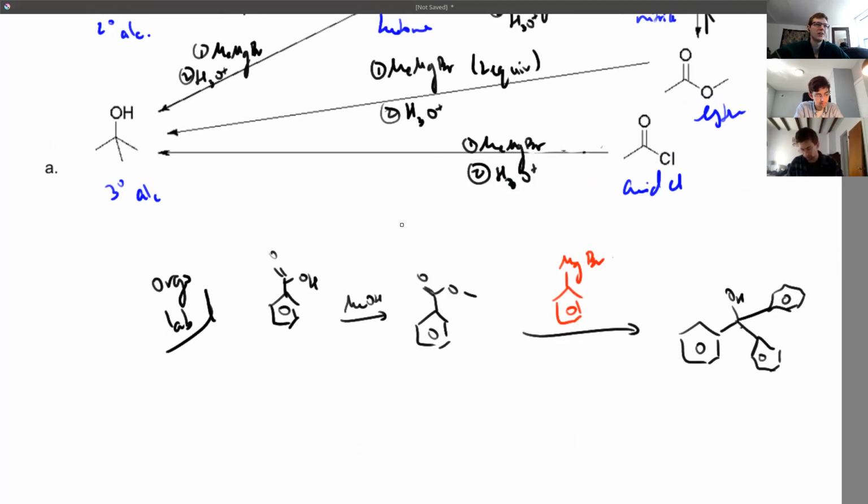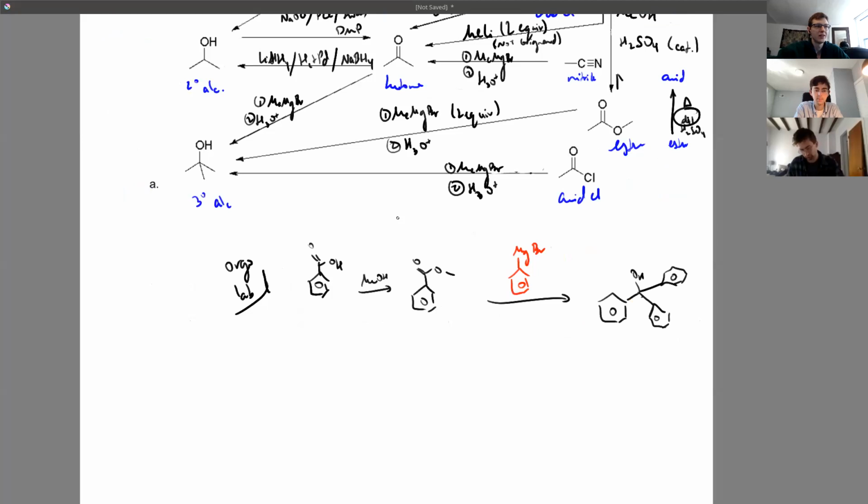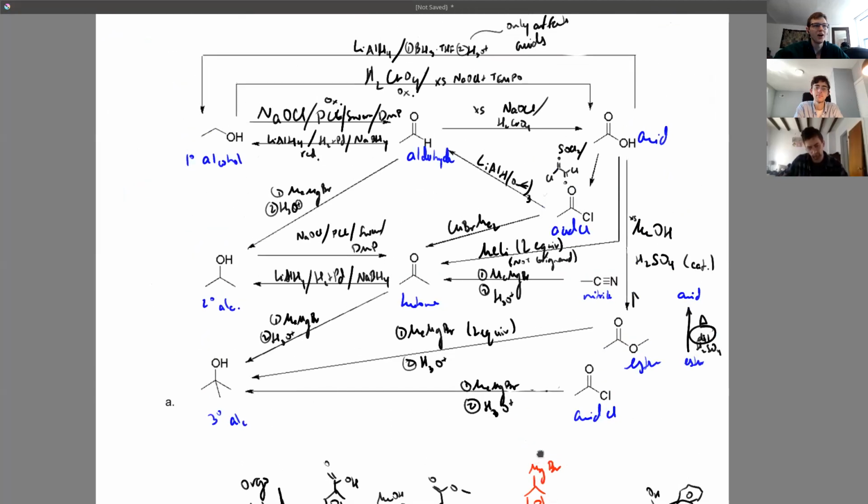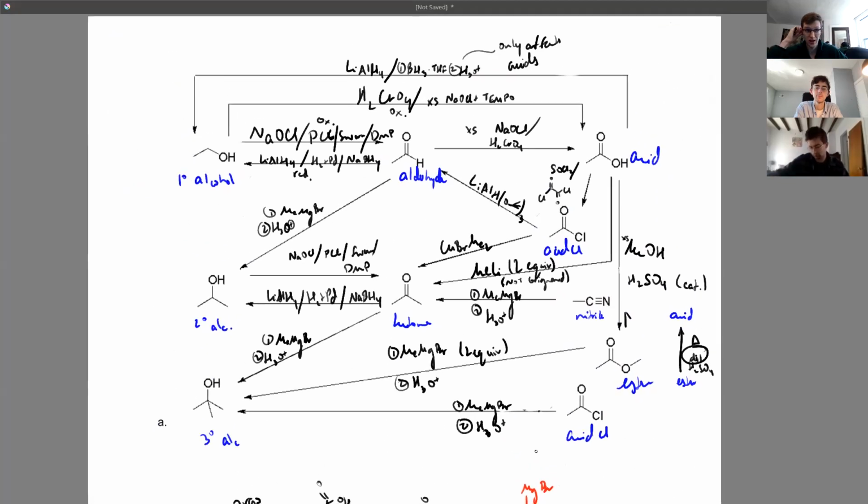Cool. All right, well, that covers this big map, which honestly includes probably most of the reactions from this chapter, I think. Maybe there are more that we missed. Let's see here. Did we? Yeah, we didn't really play with nitriles. We did some stuff with nitriles. Yeah, there's some more about nitriles.